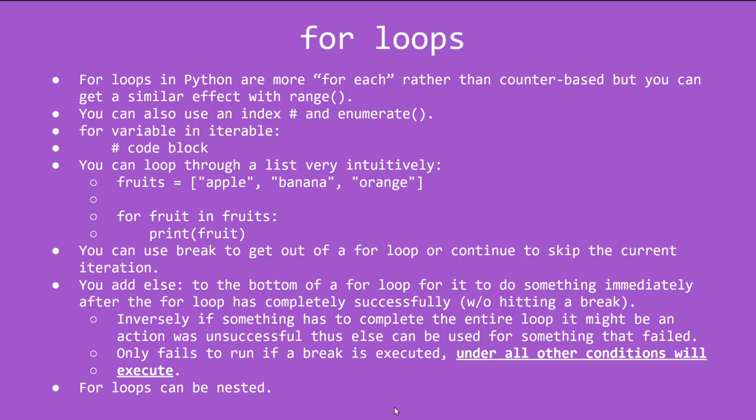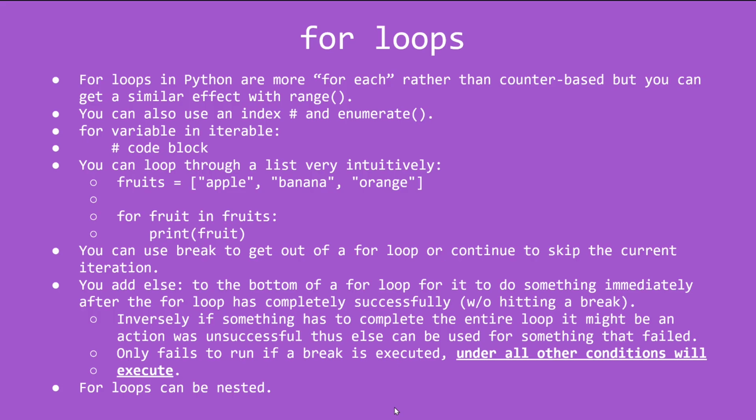You can use break to get out of a for loop, or you can use continue to skip the current iteration. I'm stumbling over words tonight. You can add else to the bottom of a for loop so that it will do something immediately after the for loop has been completed successfully. This means without hitting a break. Inversely, if something has to complete the entire loop, it might be an action was unsuccessful. Thus, the else can be used for something that has failed.